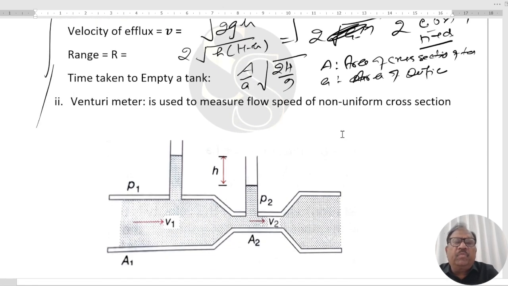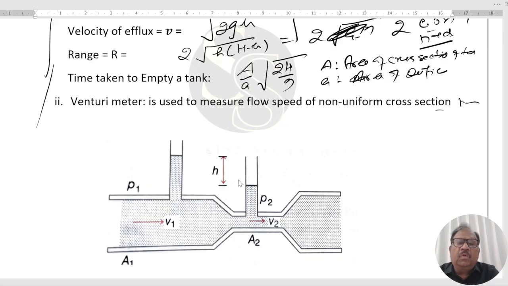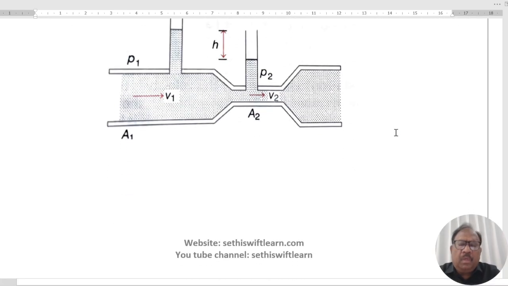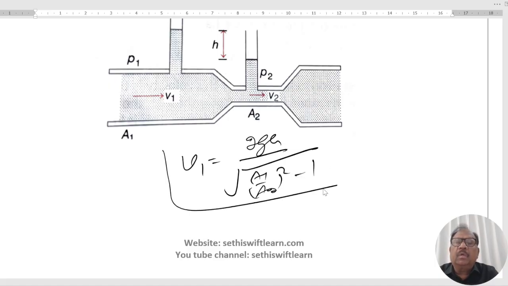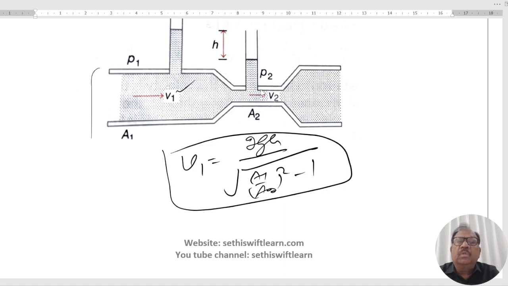Venturimeter. What is the purpose of a venturimeter? It is used to measure the flow speed in a pipe of non-uniform cross section. This is non-uniform. Then V1 is given by under root 2gh over (A1 over A2) whole square minus 1. This is the velocity. A1 is the area of cross section here, A2 is the area of cross section here. This height h is the difference between the liquid levels.